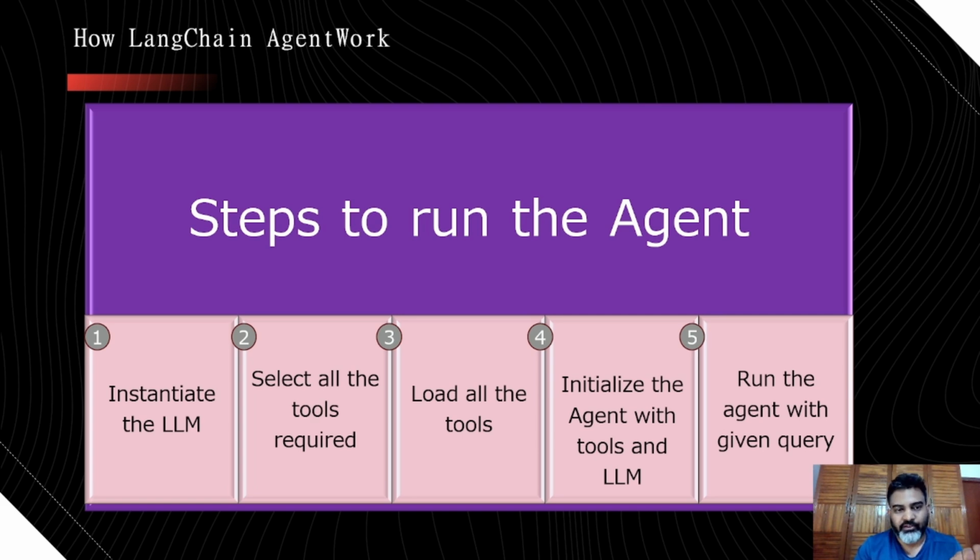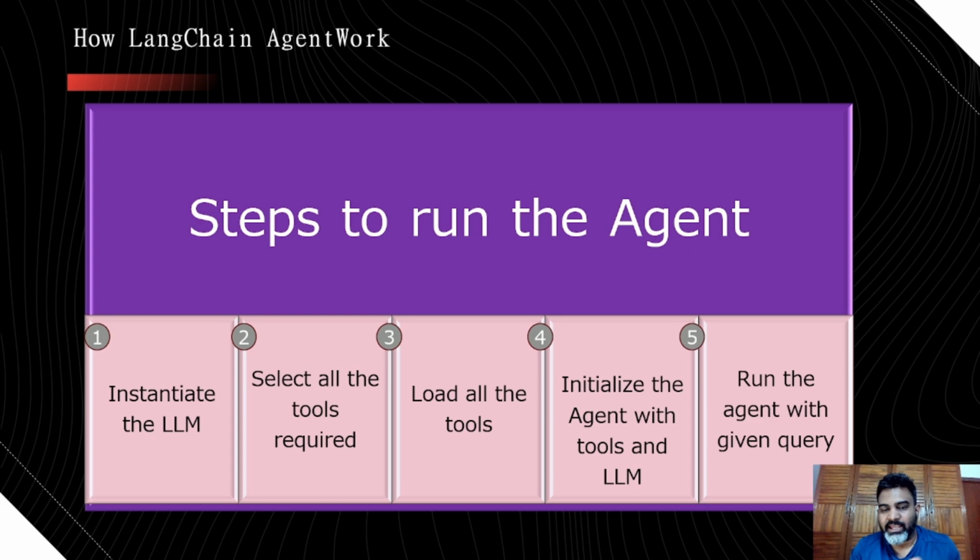The kind of instruction which it is getting, to fulfill that instruction, what all tools are required, that needs to be selected and given to the agent. Okay, and then what the agent will be doing is loading all those tools and also getting the LLM as a parameter to initialize the agent.